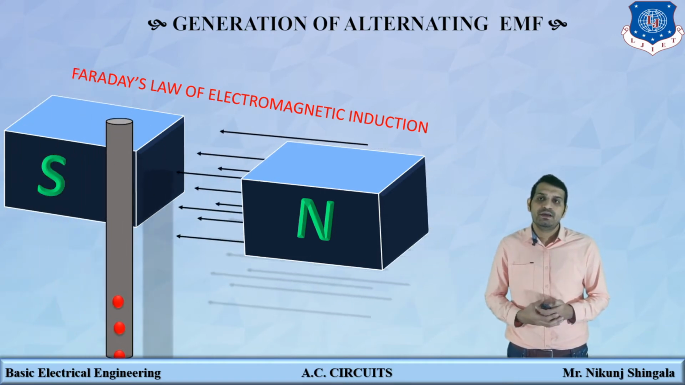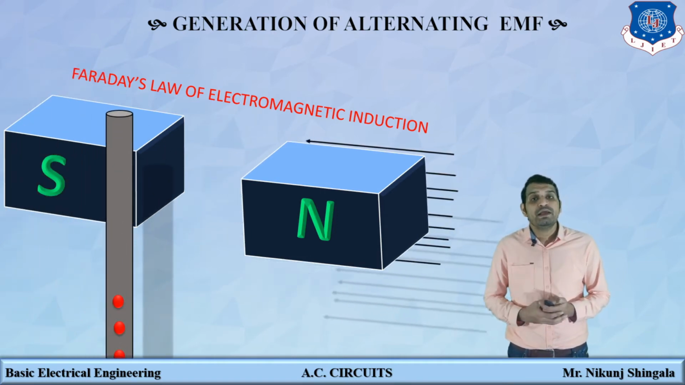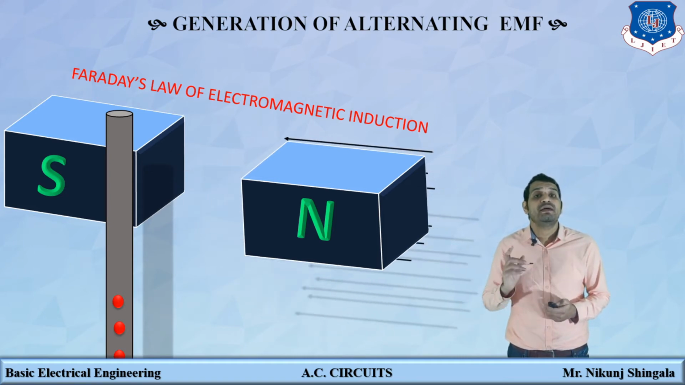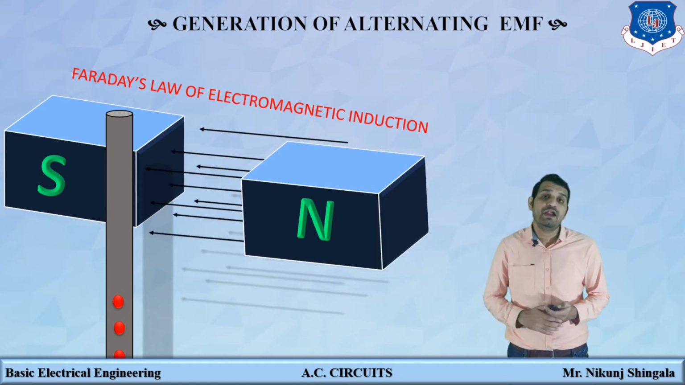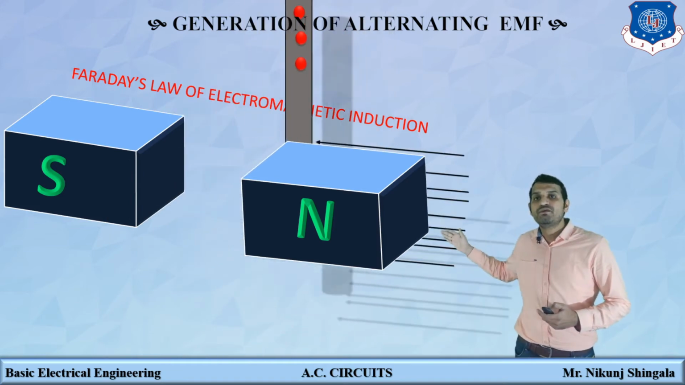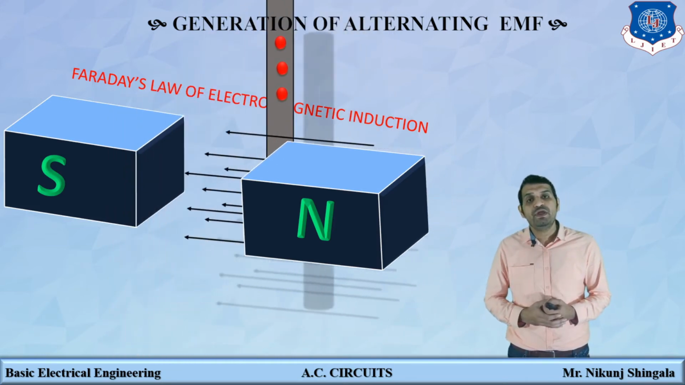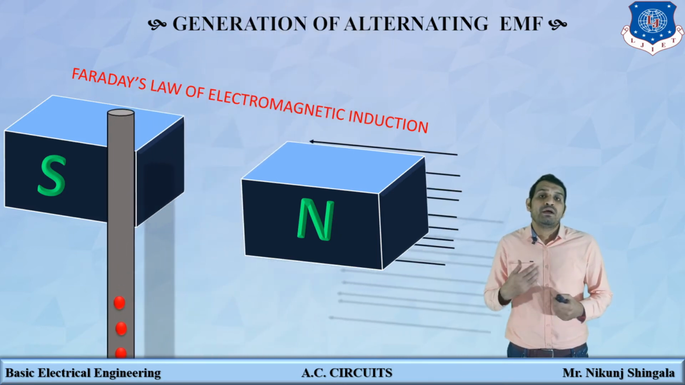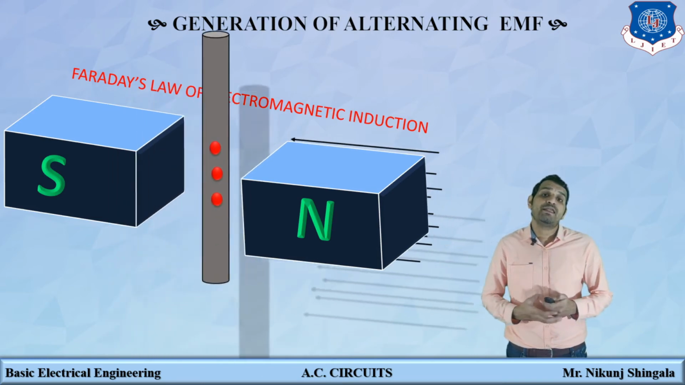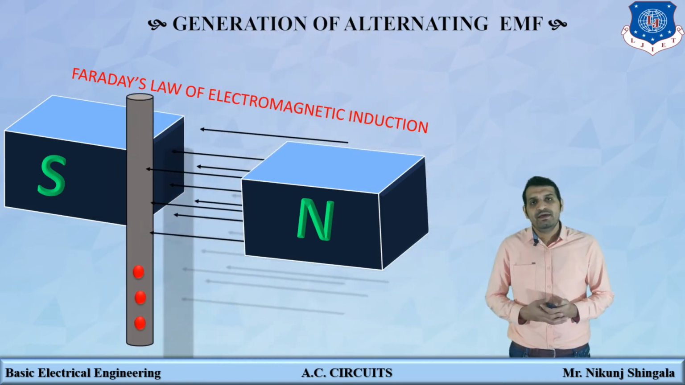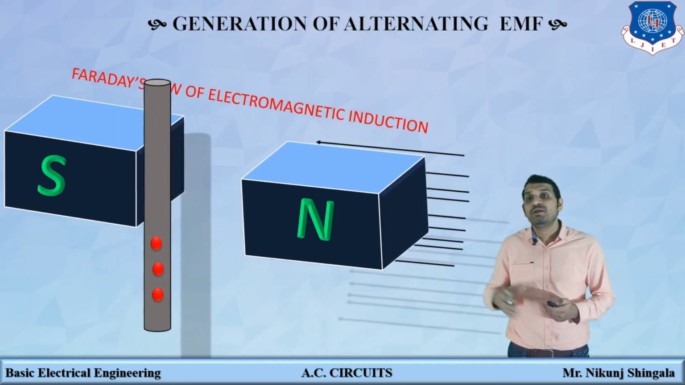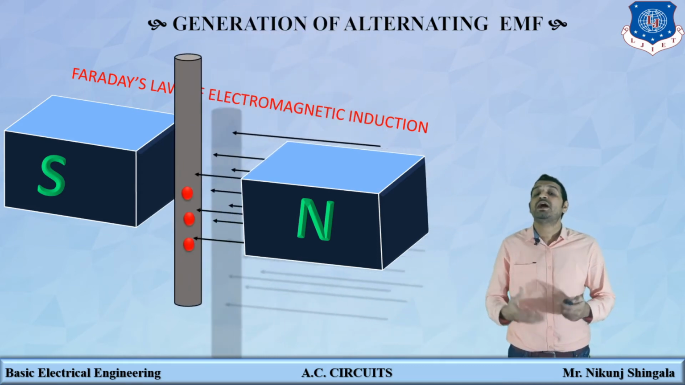Now one conductor is there. If this conductor is placed in the magnetic field, then the flux linking with the coil changes if the conductor cuts the magnetic field or magnetic lines of force. So according to Faraday's law of electromagnetic induction, if the conductor cuts the magnetic field or the magnetic field cuts the conductor, then the flux linking with the coil changes and EMF gets induced in the conductor or coil. This is nothing but Faraday's law of electromagnetic induction, how EMF is induced. If the circuit is completed, then current will start to flow.